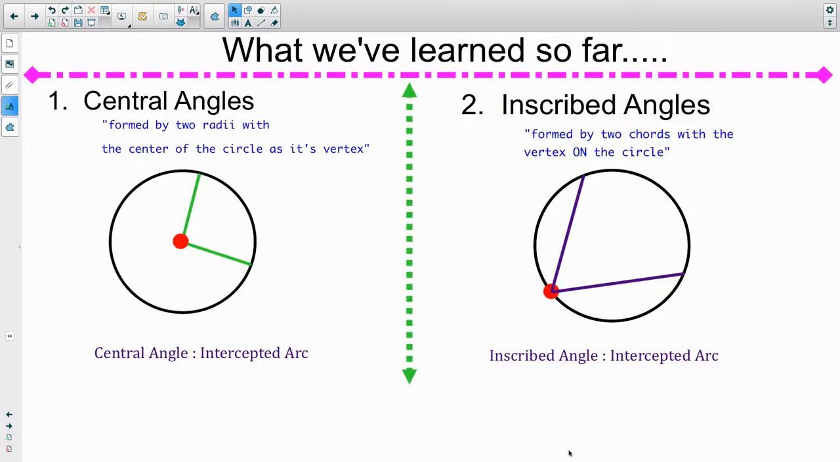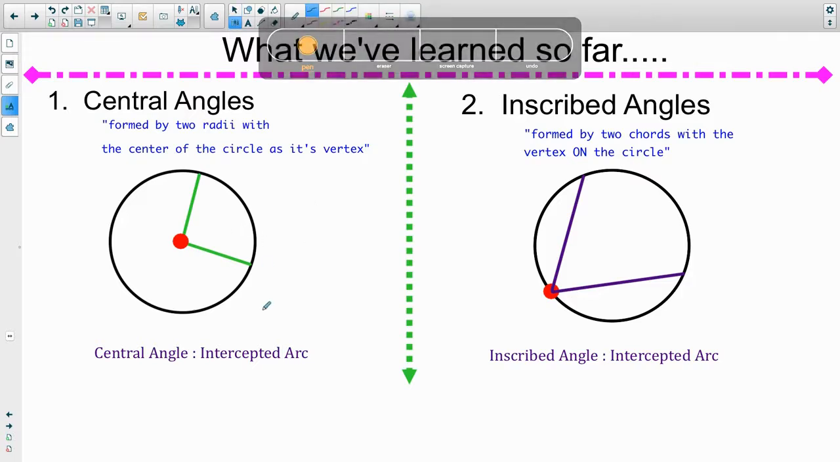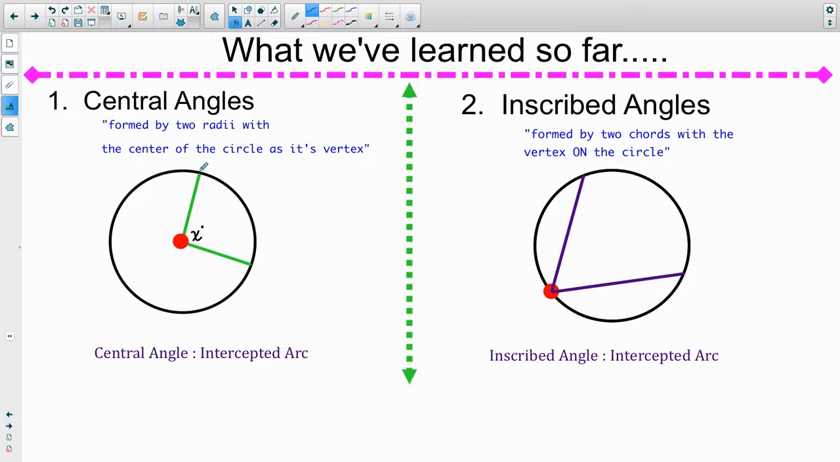Before we begin this quick video on the angles formed by intersecting chords, let's take a quick look at what we've learned so far. We began with central angles: angles formed by two radii with the center of the circle as its vertex. Now, we could imagine that we have an angle of x degrees formed by two radii. You can see it hits the circle in those 2 points, creating an intercepted arc.